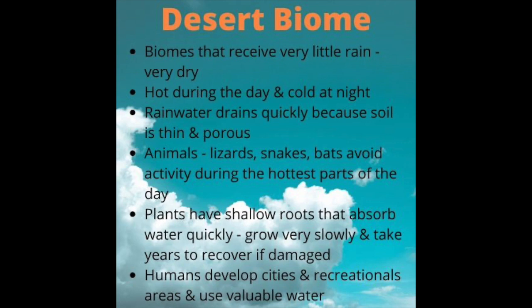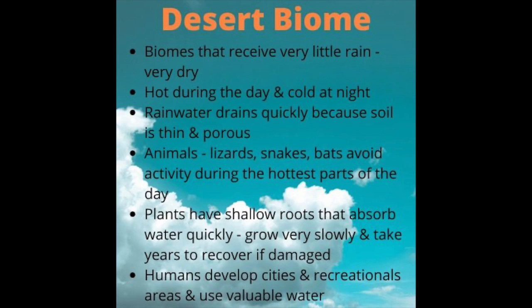When it does rain in the desert, the soil is very thin and porous, which causes the rainwater to drain really quickly. Because of this quick drainage, plants in the desert have very shallow roots that allow them to quickly absorb the water before the water falls through the soil. If there is damage to these plants because of the lack of rain, they grow very slowly, and it would take years for these plants to recover.